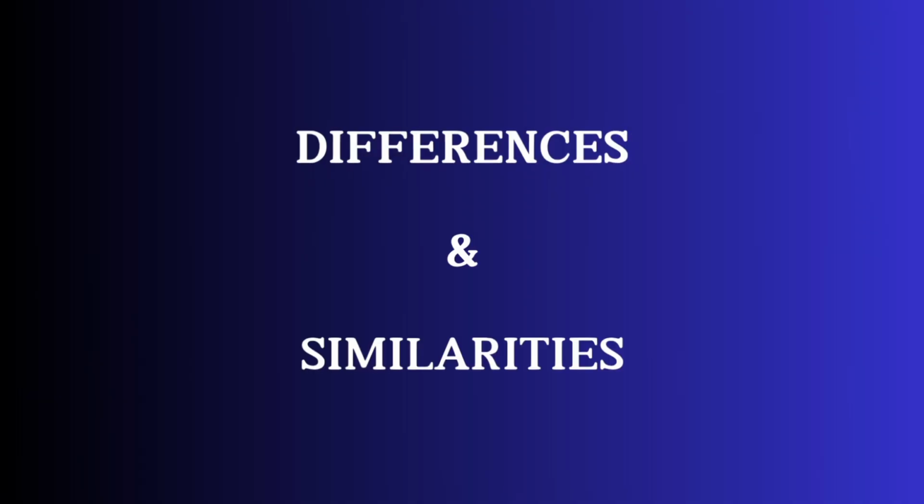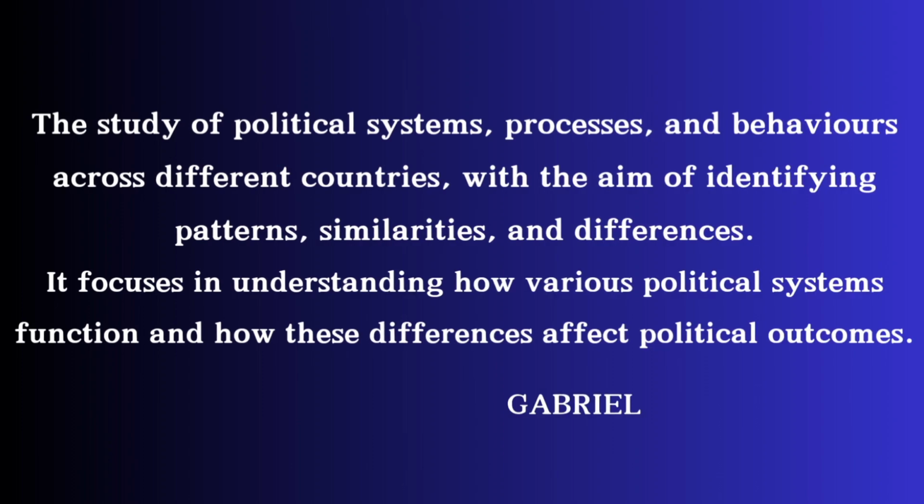And we do this in order to understand the differences and similarities that cut across these political processes, activities, and actions that take place across these nations of the world. There are several scholarly definitions of the concept of comparative politics. Among these definitions is that of a renowned political scientist, Gabriel Almond, who defined comparative politics as the study of political systems, processes, and behaviors across different countries with the aim of identifying patterns, similarities, and differences. It focuses on understanding how various political systems function and how these differences affect political outcomes.